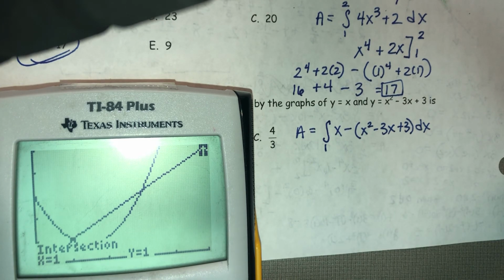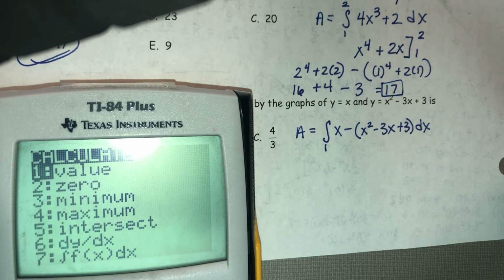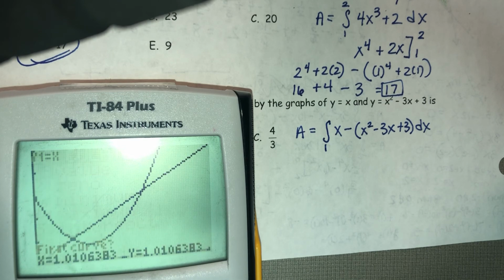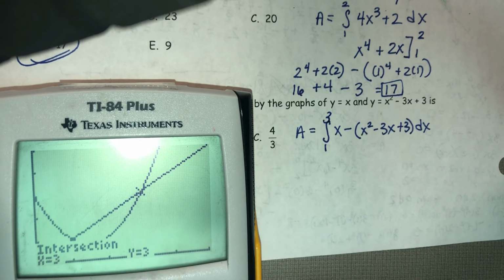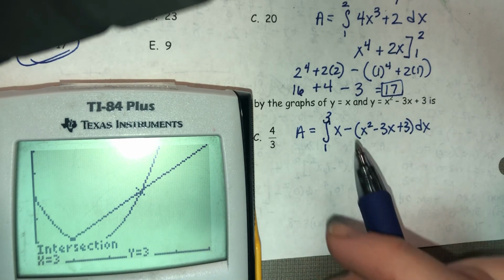Now I'm going to go second, and the trace button for the calculate menu. Choose number 5 for intersect again. And I'm going to right arrow over here to this intersection point. Press enter. Second curve, enter. Guess, enter. And this one is 3. So now I will be able to integrate from 1 to 3.